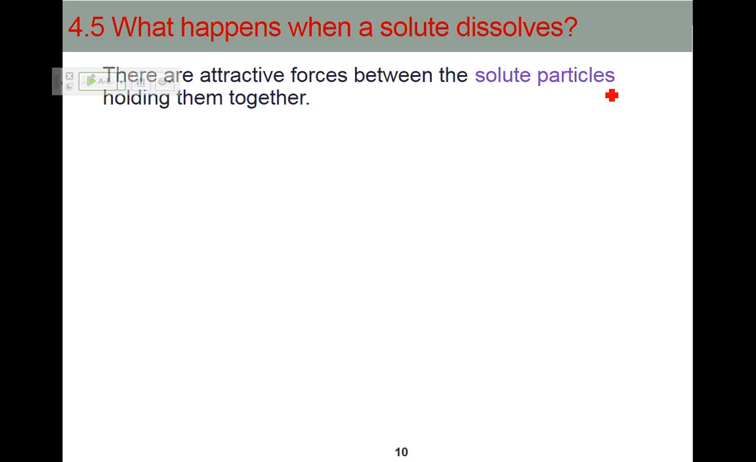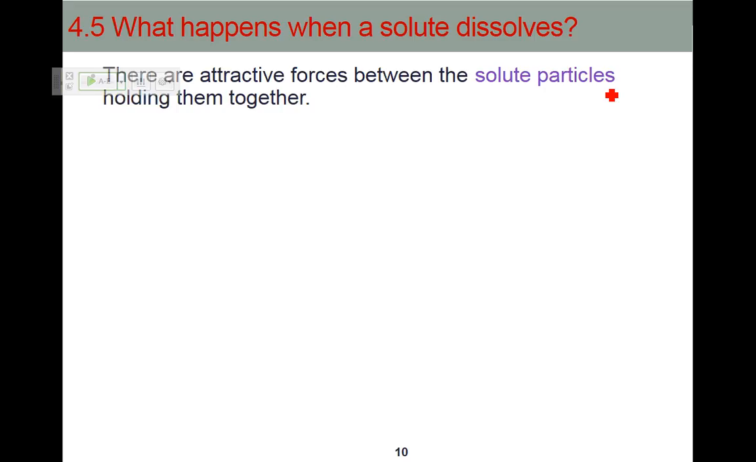So we've talked a bit about concentrations and reactions. Now we're going to get more into what actually happens when things dissolve and start talking about chemical equations that occur when we look at reactions in aqueous solution, which is what we'll be looking at in this chapter. There are attractive forces between our solute particles that hold them together. We call those intermolecular forces, meaning forces between different molecules. We're going to get into that more in later chapters.